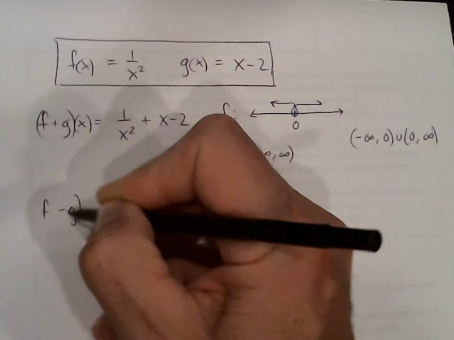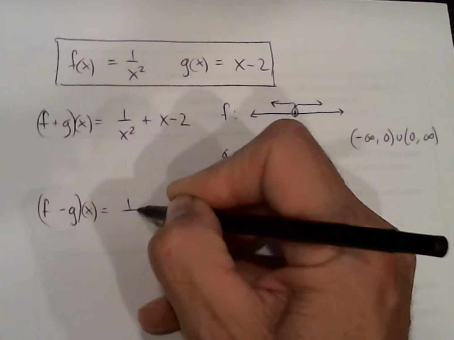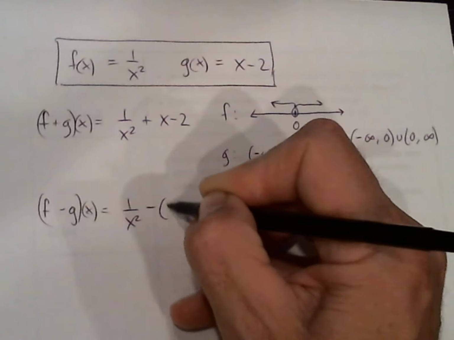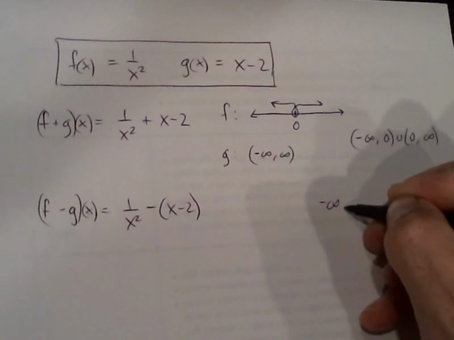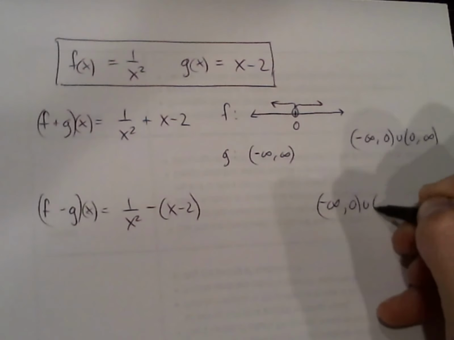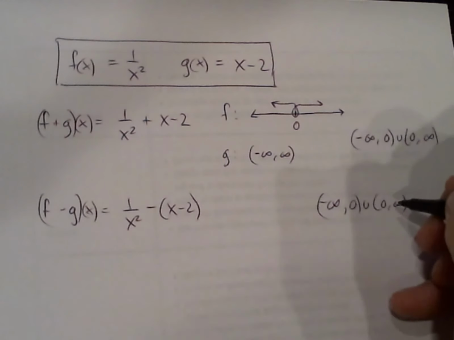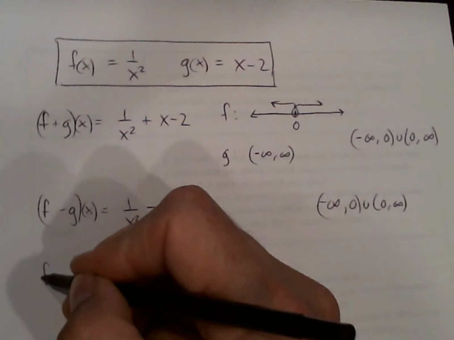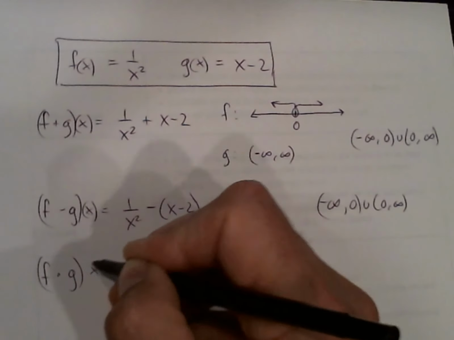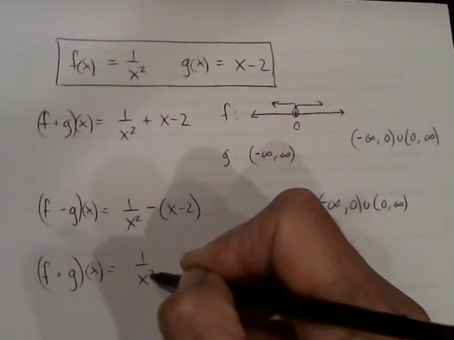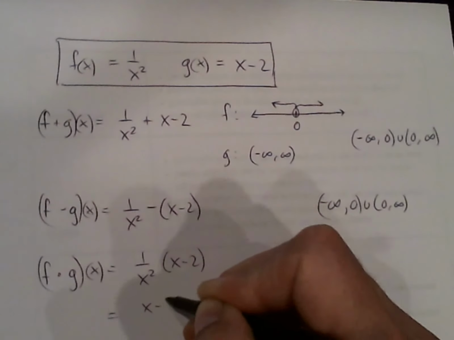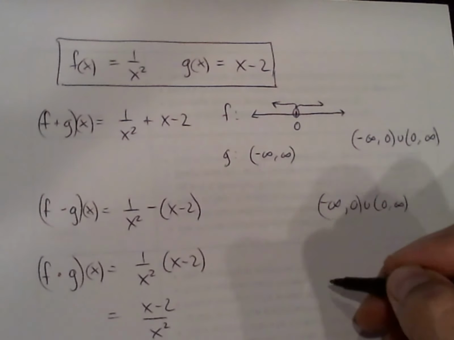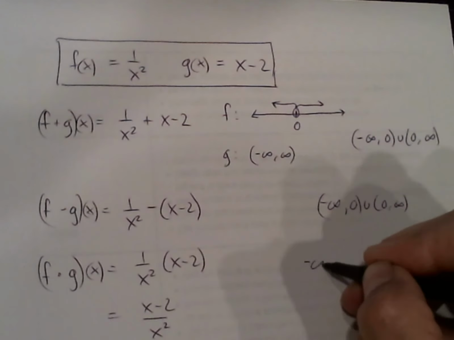F minus G. And we'll have the same domain. F times G. And same domain.